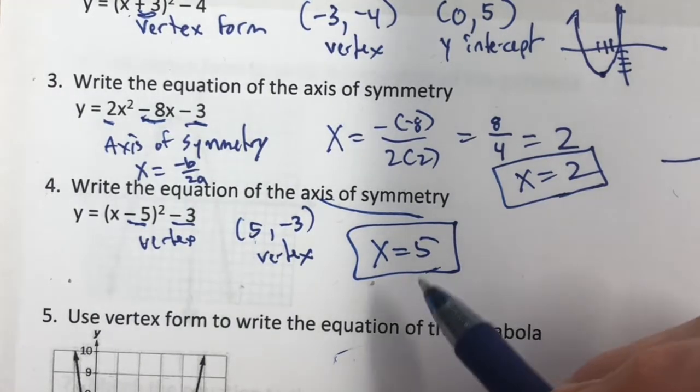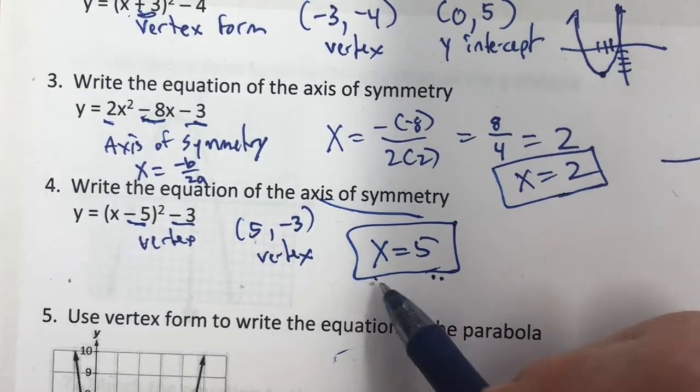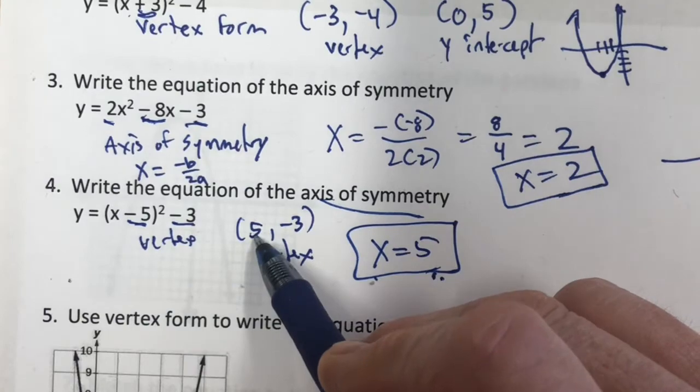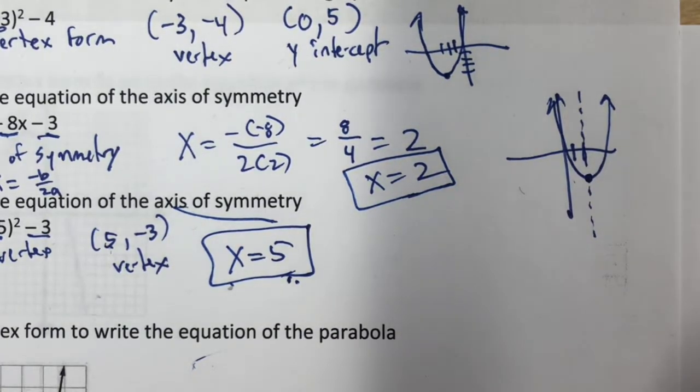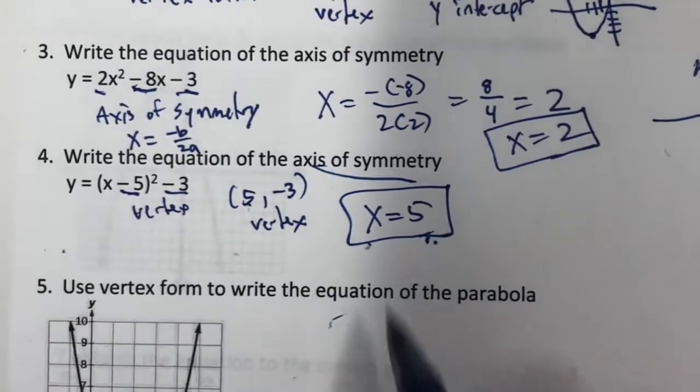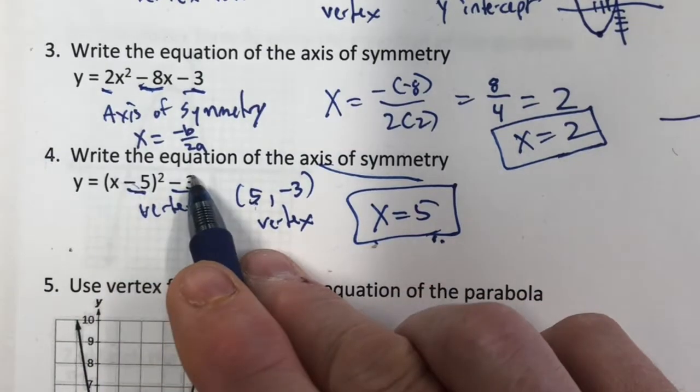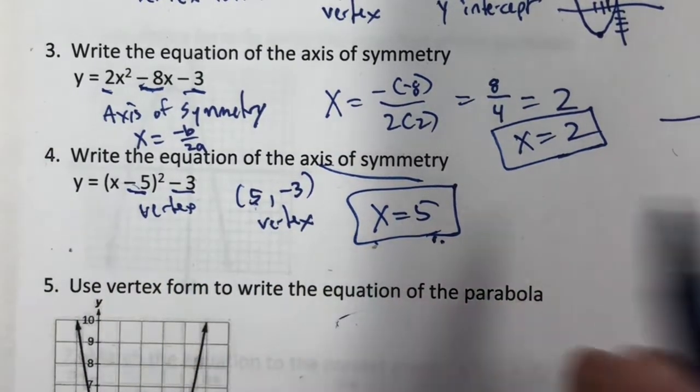Okay? The x value of the axis of symmetry is the x value in the vertex, because the vertex is on the axis of symmetry, kind of like what I showed you here. See, there's my vertex, and it's on the axis of symmetry. So, since my vertex is positive 5, negative 3, x equals 5 is my axis of symmetry.